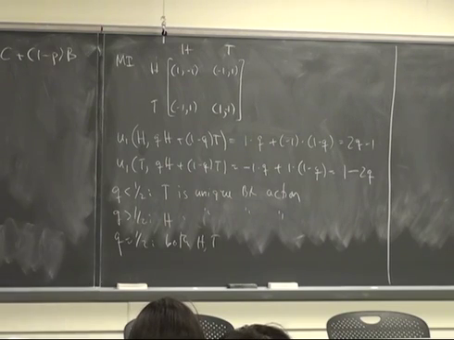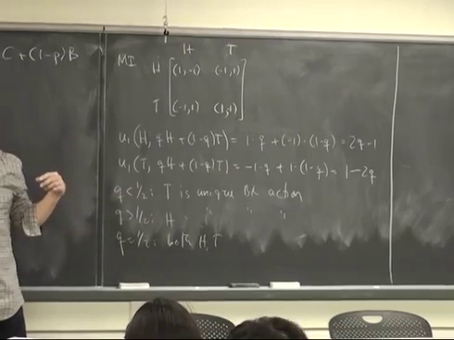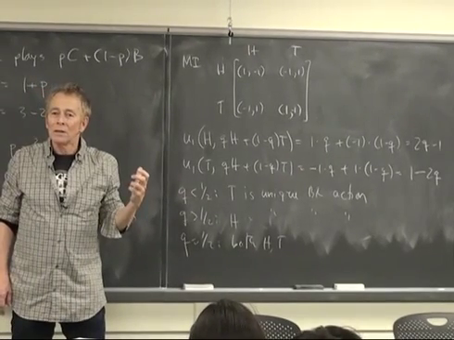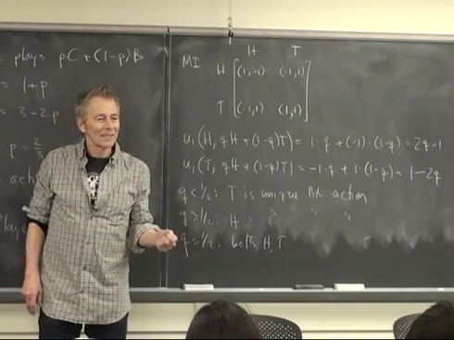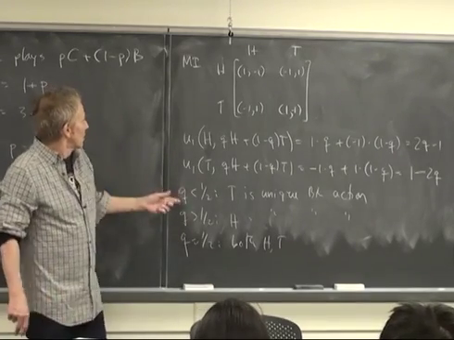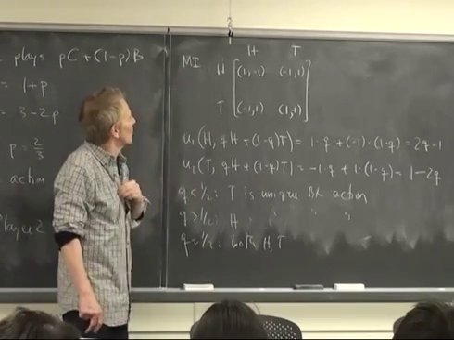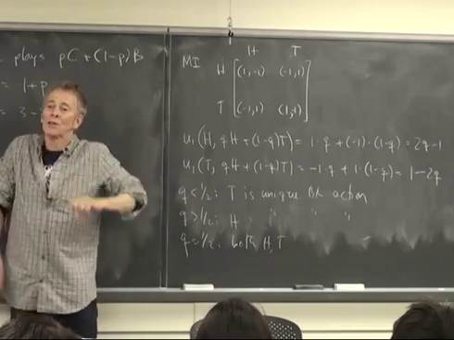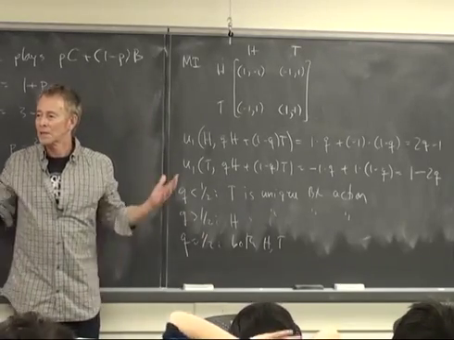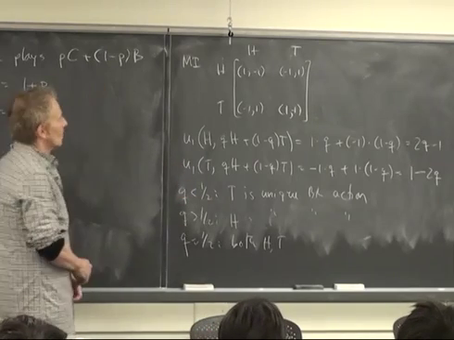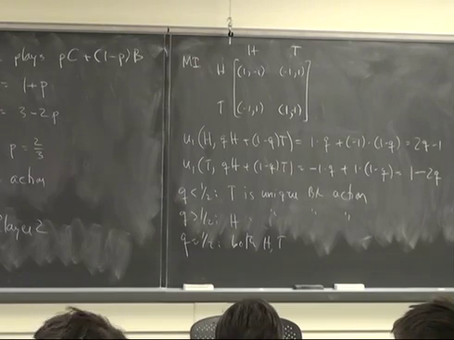If you think player 2 is going to turn up heads with probability bigger than a half, and you win when the coins match, then you're going to want to turn up heads, right? If player 2 is going to turn up heads with probability less than a half, and you win when the coins match, you're going to want to turn up tails. Makes a lot of sense. Okay, so that's the notion of a best reply action.